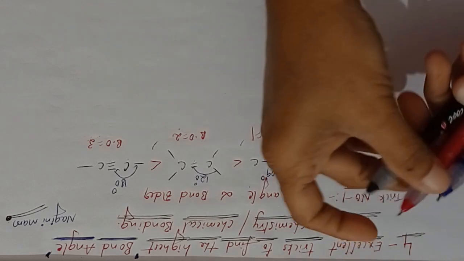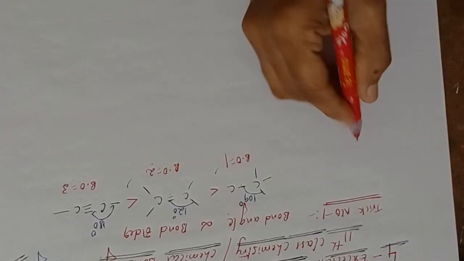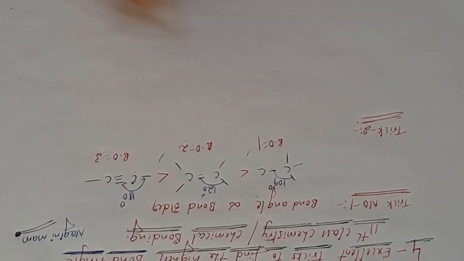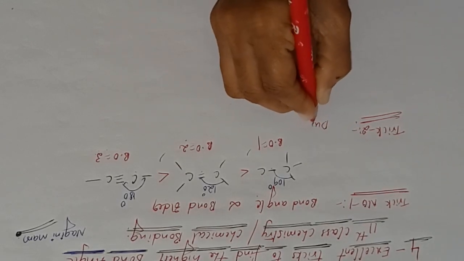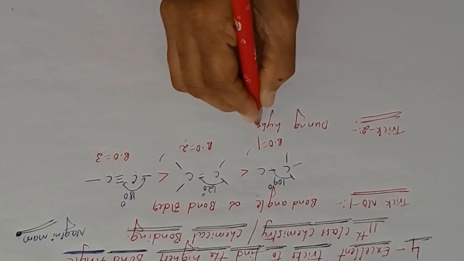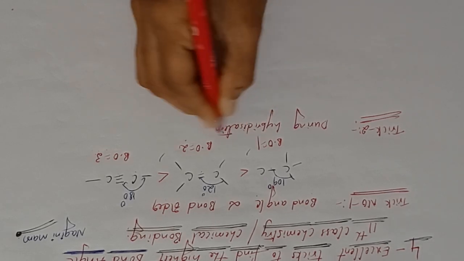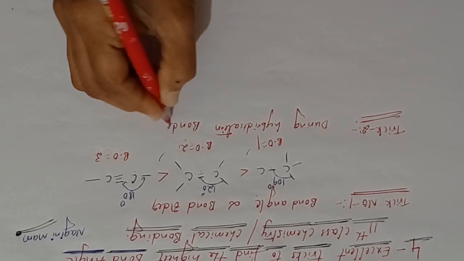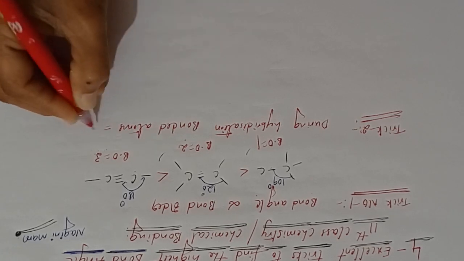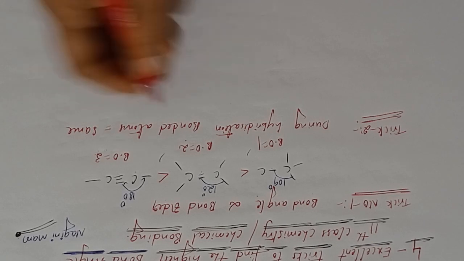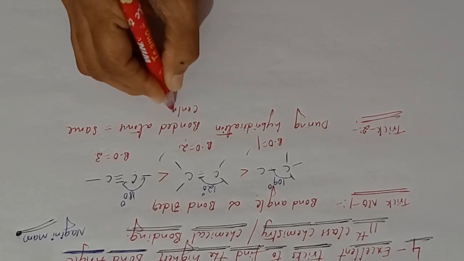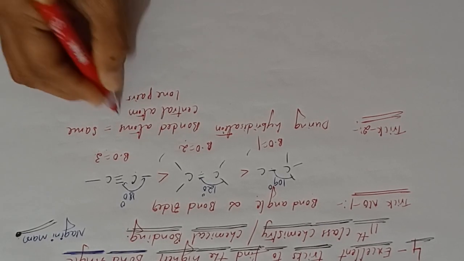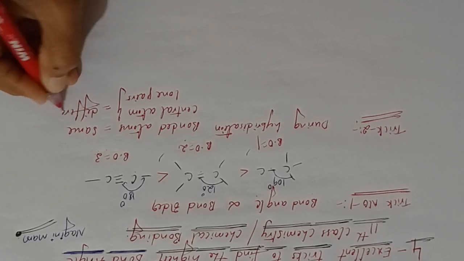Next, trick number 2. So what is trick number 2? See here: during hybridization, the bonded atoms are the same, but the central atom and the lone pairs, these two, are different. This is the first case.